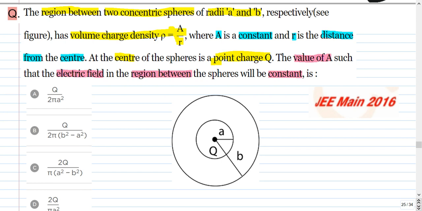This is the next question. The region between two concentric spheres of radii A and B respectively, see figure, has volume charge density rho equals A by r, where A is a constant and r is the distance from the center. At the center of the spheres is a point charge Q. The value of A such that the electric field in the region between the spheres will be constant is. You can pause and attempt this question.